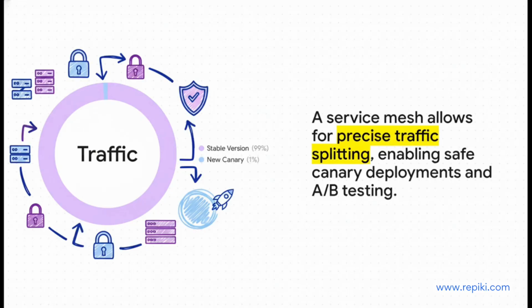This chart is a perfect example of that. Let's say you want to send just 1%, a tiny sliver of your live production traffic to a brand new version of your code, just to see how it does. With a service mesh, that's just a few lines of config. You get to test in production, safely and with total confidence.